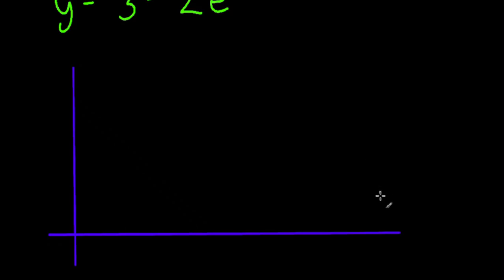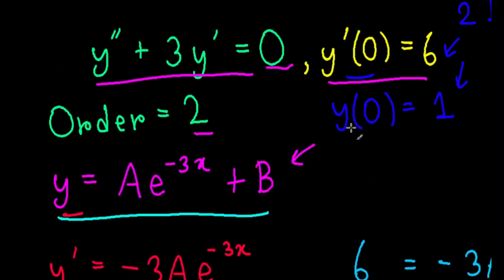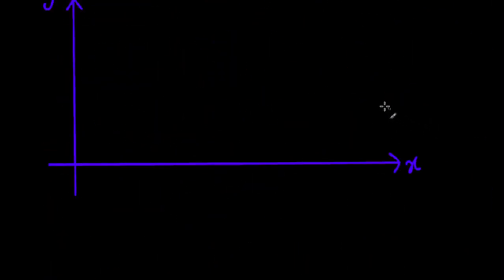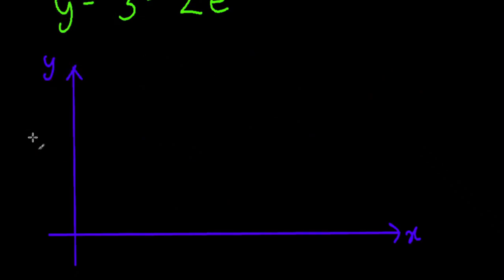Let's say this is x, and this is y. Now let's try to think about what this graph would look like. One thing that helps is we have the y-intercept. We know that when x is equal to 0, y is equal to 1. So the y-intercept is going to be equal to 1, something like this here.